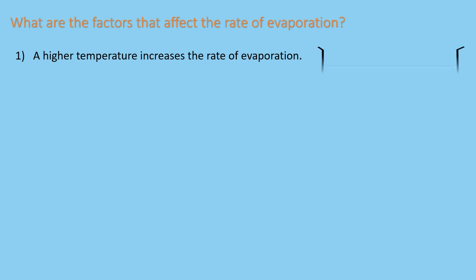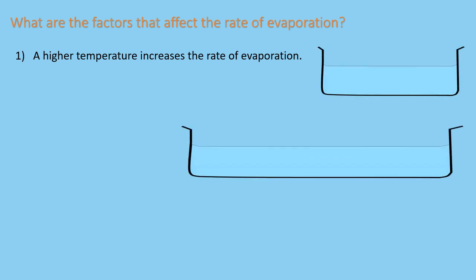The second factor is the surface area of the liquid. A larger surface area causes a greater rate of evaporation. Because during the evaporation, molecules can only escape the intermolecular forces of attraction at the liquid's surface.